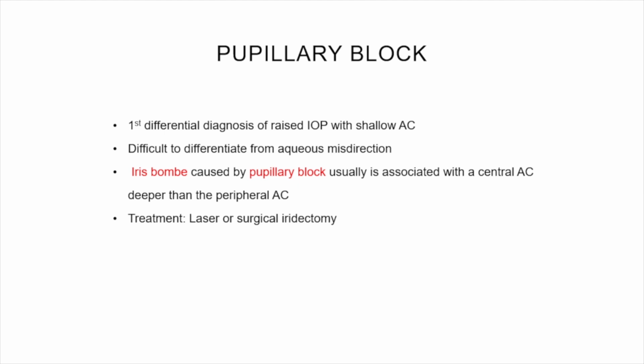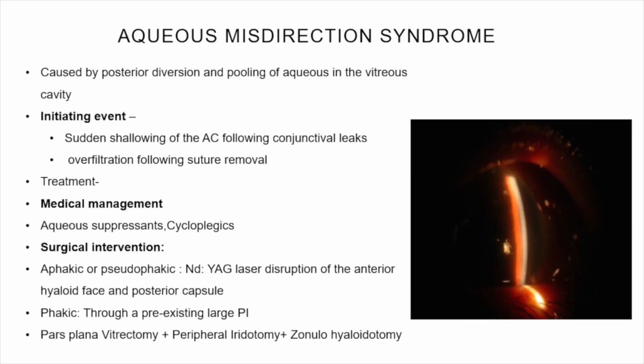The treatment is usually a laser or surgical iridectomy. The aqueous misdirection syndrome is usually caused by the posterior diversion and pooling of the aqueous in the vitreous cavity. Sudden shallowing of the AC following the conjunctival leaks, or overfiltration following the suture removal, may be the initiating event of the cascade leading to the misdirection of the aqueous.